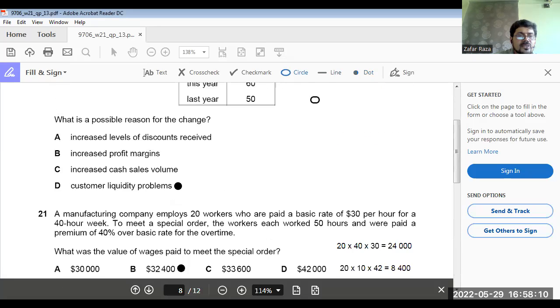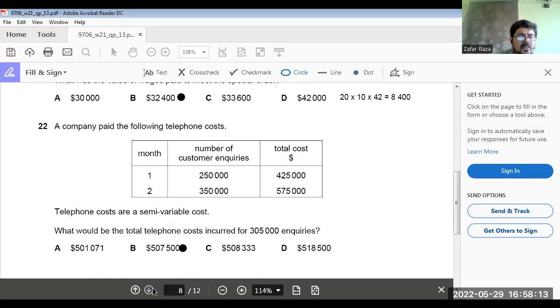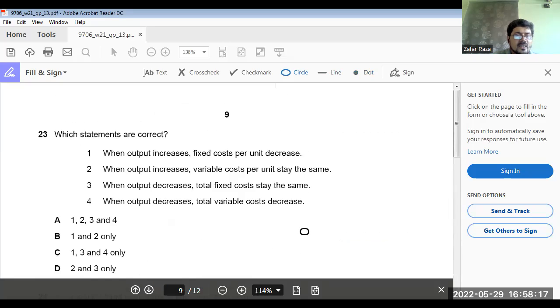Now, question number 22. Which statements are correct? When output increases, fixed cost per unit decreases. Correct. When output increases, variable cost per unit stays the same. Correct. When output decreases, total fixed costs stay the same. Yes. Okay, third is also right. When output decreases, total variable cost decreases. All are the same, so the answer should be A. Yes.